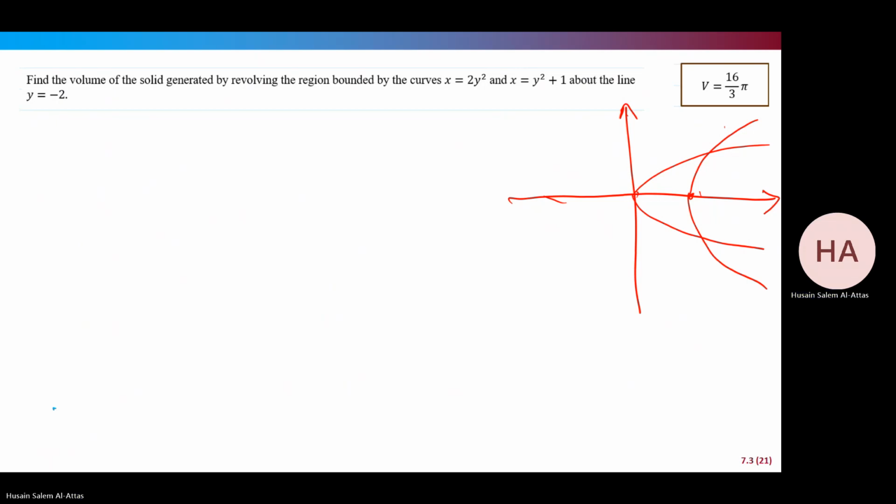And what is the axis of revolution? y equals minus 2. This is my axis of revolution. I notice which method is better. If I took the line perpendicular and have here something, there something, it will be complicated a little bit. So it's better to make the line parallel to the axis of revolution. So I have the shell method.